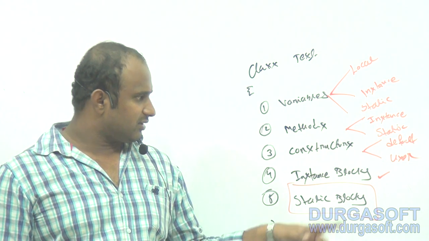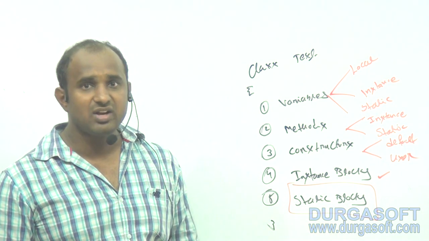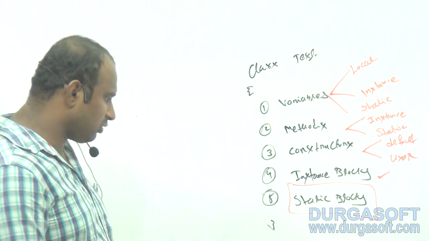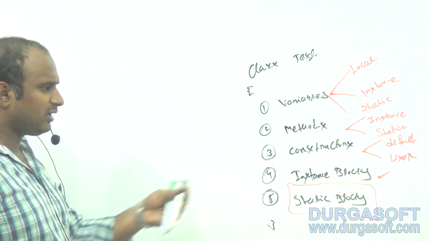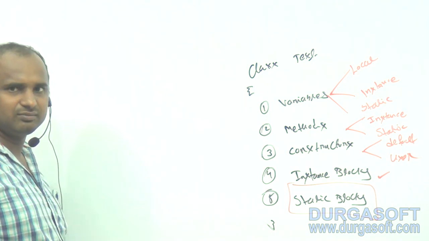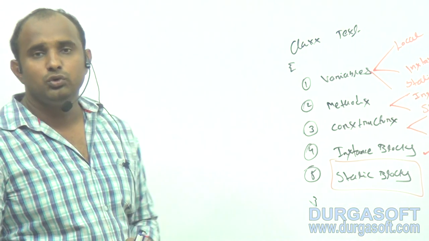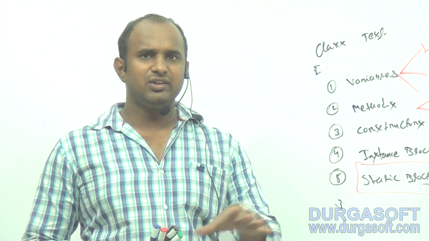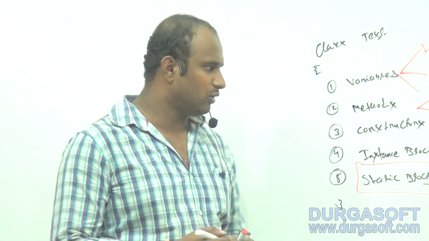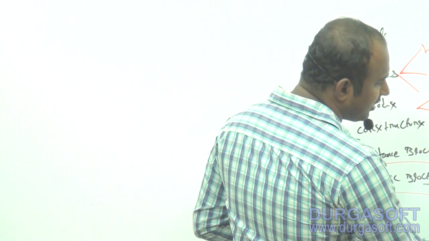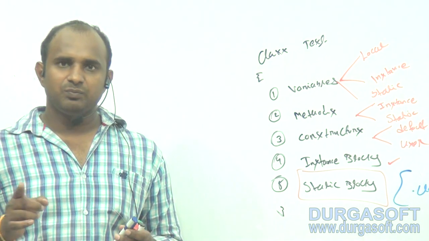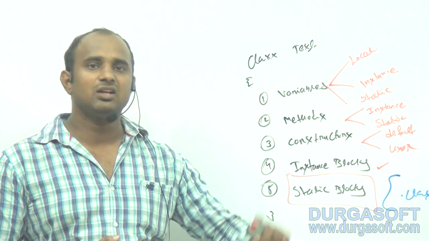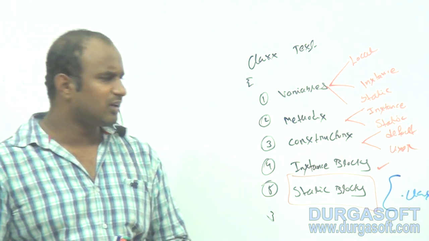I completed variables, methods, constructors and instance blocks. In this class, we will discuss static blocks. Coming to static blocks, you know static variables, static methods, static blocks. The static blocks are used to write the logics. What is the purpose of static blocks? To write the logics. Those logics are executed during dot class file loading. Static is always linked with the dot class loading. So the static blocks are used to write the logics, and those logics are executed during dot class file loading.